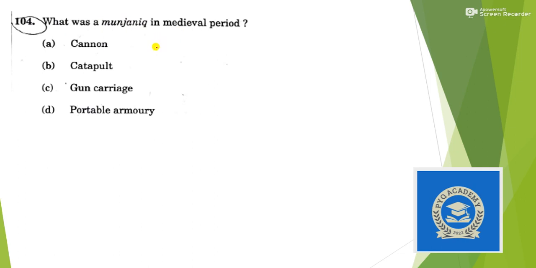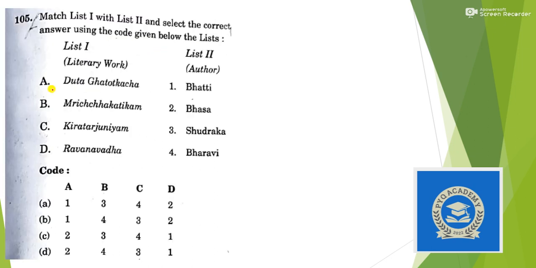So for 104, the answer should be option B, catapult. Next, for this, Mrichchhakatika is Shudraka, then Ravanvadh is Bhatti, and this one is Bhasa. So for B it should be 4. No, for B it should be 3. So the answer is option C, I think. Yes.